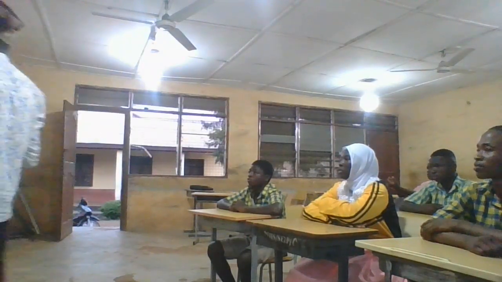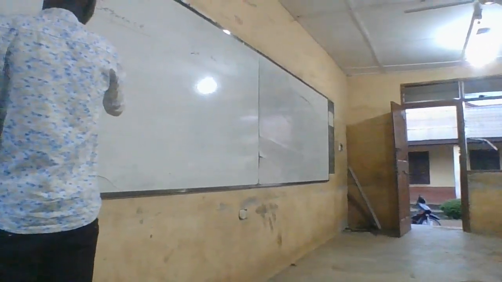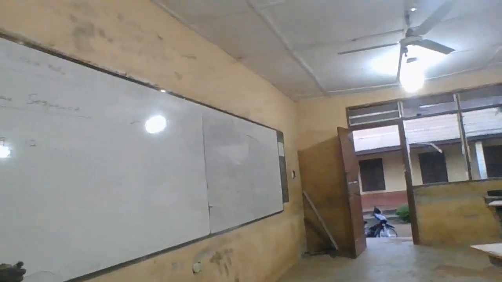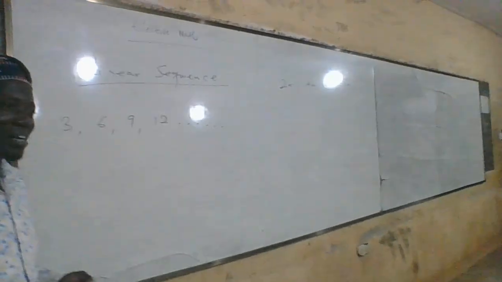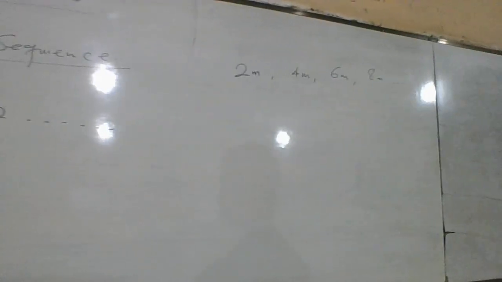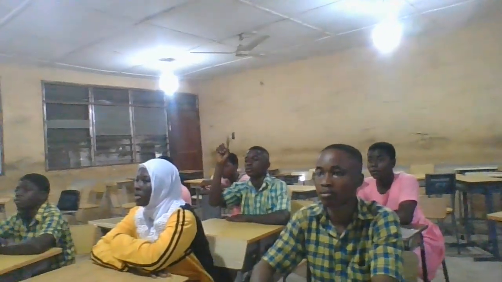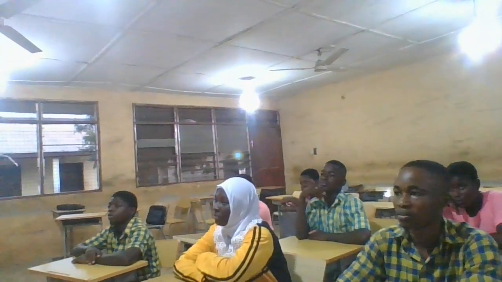Now, let's take a look at this set of numbers. If you have 3, you have 6, you have 9, you have 12. If I have to determine the fifth number, who can help us to determine the fifth number from this arrangement of numbers? Yes? 15. Good. And what would be our sixth number? Our sixth number? 18.